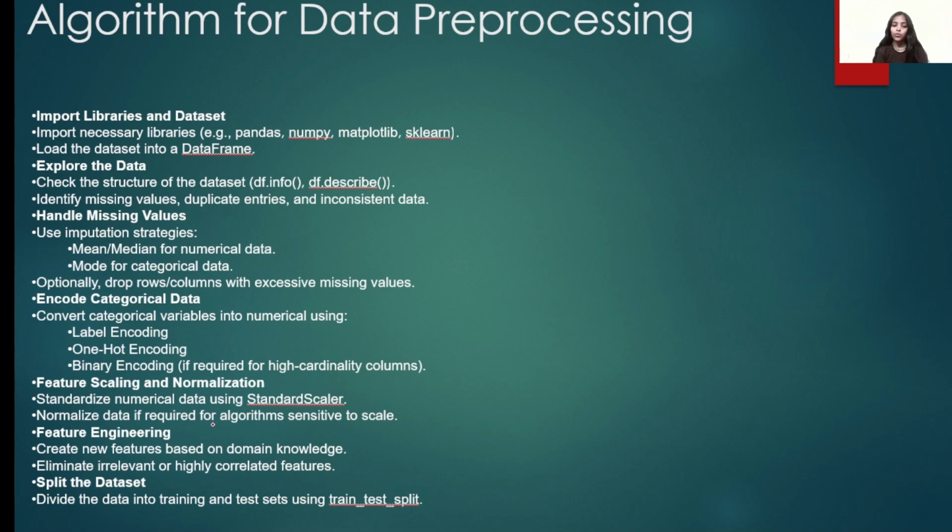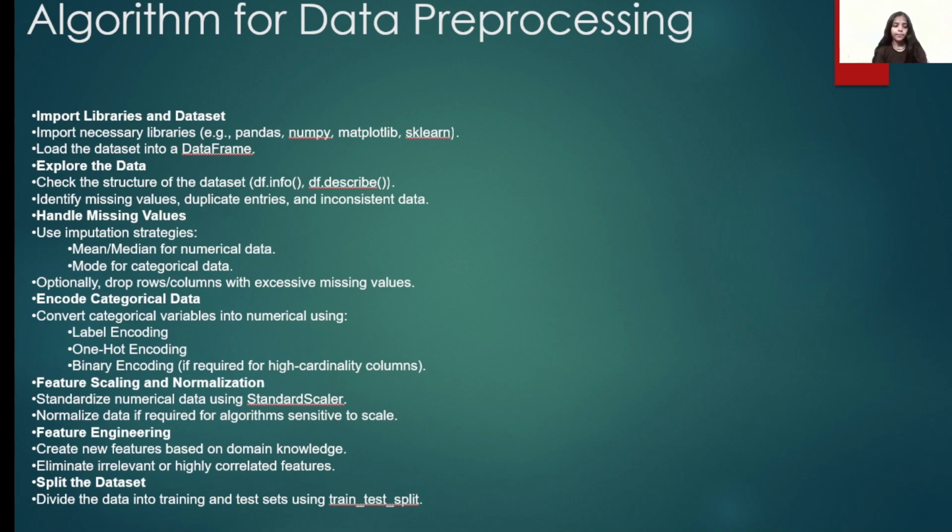We can normalize data if required for algorithms sensitive to scale. The next step of our algorithm is feature engineering. Create new features based on domain knowledge, eliminate irrelevant, excessive or highly correlated features. Then we can split the dataset. So divide the data into training and test sets using the train test split method.